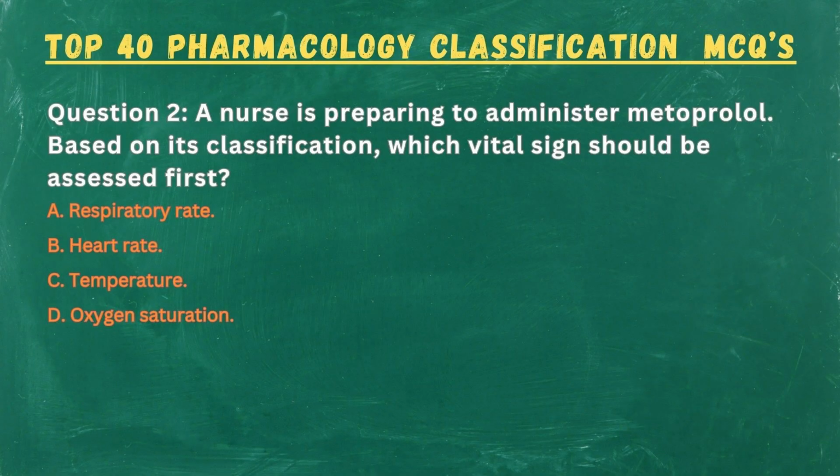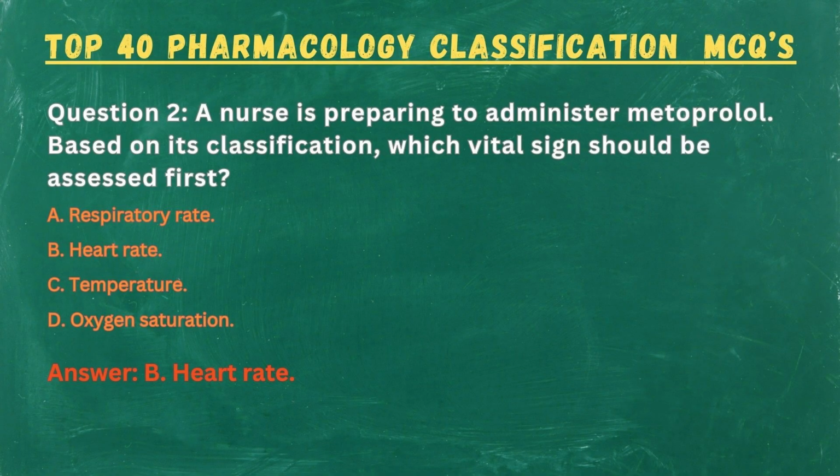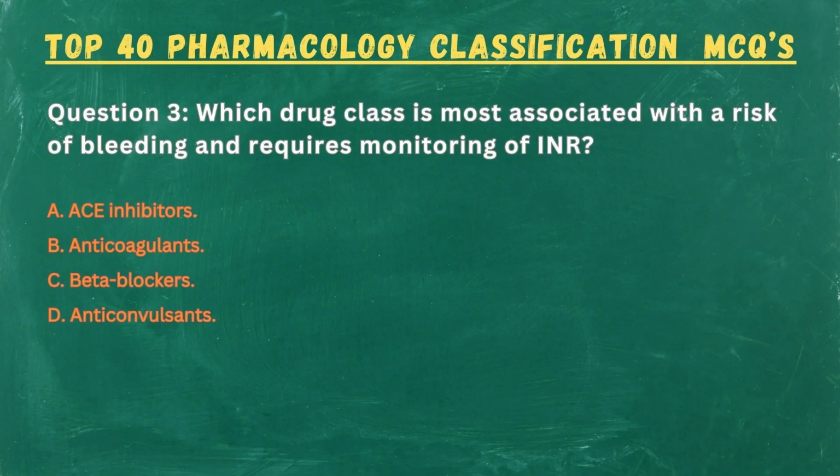Question 2. A nurse is preparing to administer metoprolol. Based on its classification, which vital signs should be assessed first? A. Respiratory rate. B. Heart rate. C. Temperature. D. Oxygen saturation. Answer: B. Heart rate.